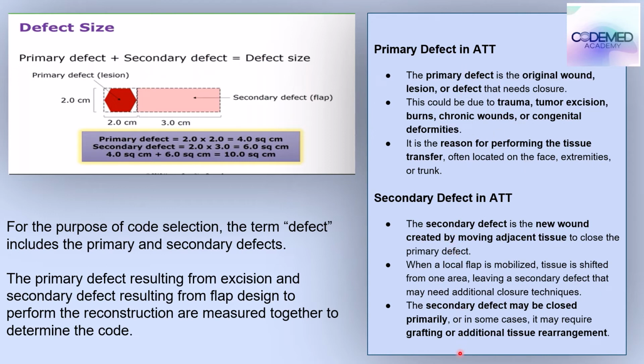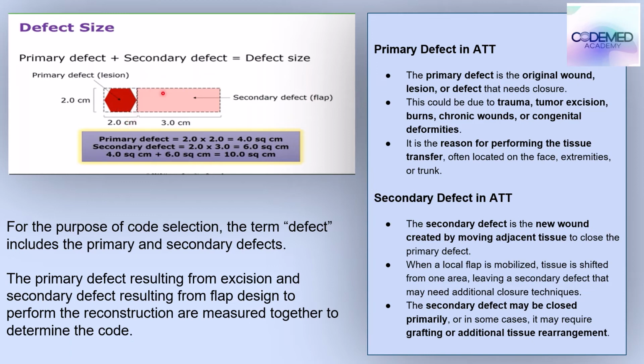So whenever we are coding for the ATT, pay attention to this diagram. This will help you understand why we code only ATT and not the excision. So this is the primary defect. Primary defect means, let's assume that there is a cancer and that has been excised, and because of that there is a defect that has been created. So that is a 2 centimeter.